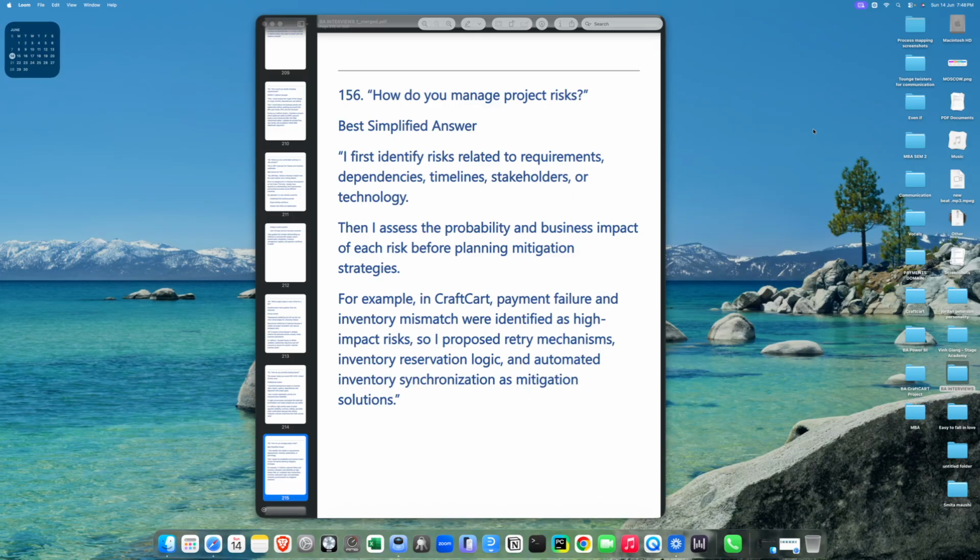For example, if you see in CraftCart, the risk was payment failure and inventory mismatch. So mitigation strategies were inventory reservation logic, automated inventory synchronization, and proposed retry mechanisms. So these are mitigation solutions which you find on the risk once you identify the risk based on requirements, dependencies, timelines, stakeholders, or technology.